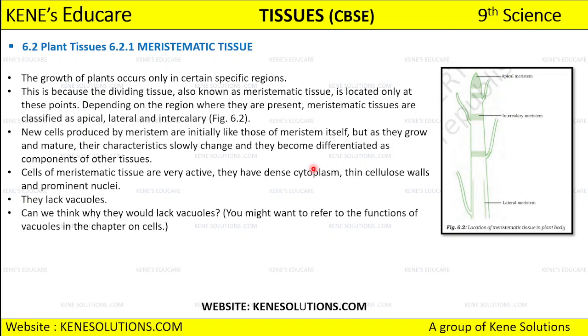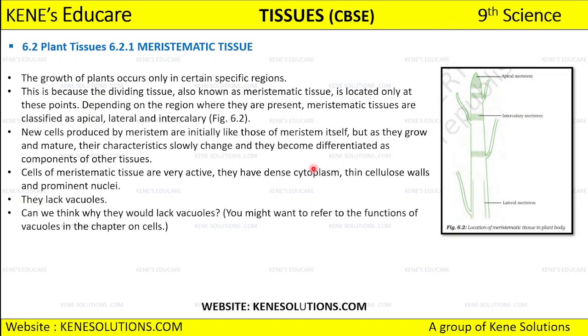And they are going to differentiate themselves as the component of the other tissue. Okay, so the cells of this meristematic tissue are very active. What are they? They are very active. They have dense cytoplasm, a thin cellulose wall and a prominent nucleus. What do the cells of the meristematic tissue have? All the cells of the meristematic tissue are going to be very much active. Since they are active, their cytoplasm is going to be dense, and being active means it is performing its function efficiently, right? So they are going to have a dense cytoplasm, a thin cellulose wall, as well as a prominent nucleus.